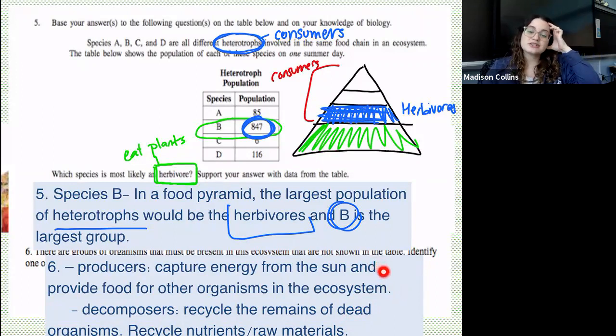But you also could have mentioned decomposers. And decomposers, remember, are things like fungi or bacteria or worms that actually recycle the remains of dead organisms, and they break down those dead organisms. And through this, they're going to recycle those nutrients and raw materials back into the environment so that those nutrients can be used again.